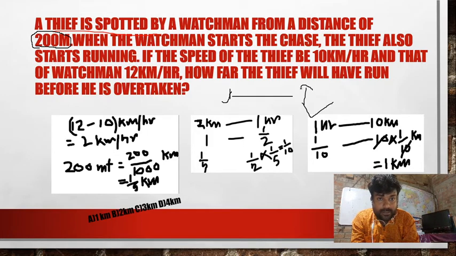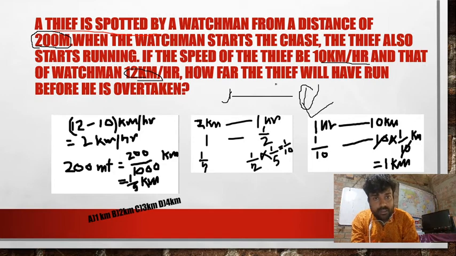The speed of the thief is 10 kilometers per hour, and that of the watchman is 12 kilometers per hour. So it is clear that if the speed of the watchman and thief were the same, then the gap of 200 meters would be maintained every time. But since the watchman's speed is 12 kilometers per hour, he must catch the thief.